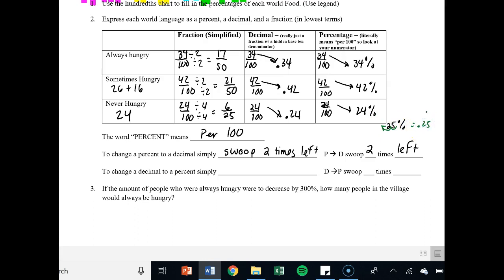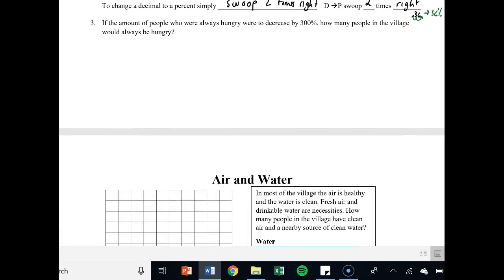To change a decimal to a percent, simply swoop 2 times right. So decimal to percent is 2 times, but to the right. So again, if I wanted to go 0.36 to a percent, I'd go from the decimal once, twice to the right, and that gives me 36%. All right. And number 3, we will do together.